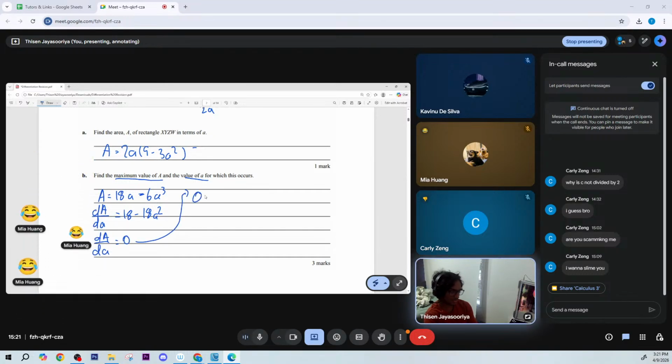So I do here 0 equals 18 take away 18a squared. How can I solve this one, Kavinu?